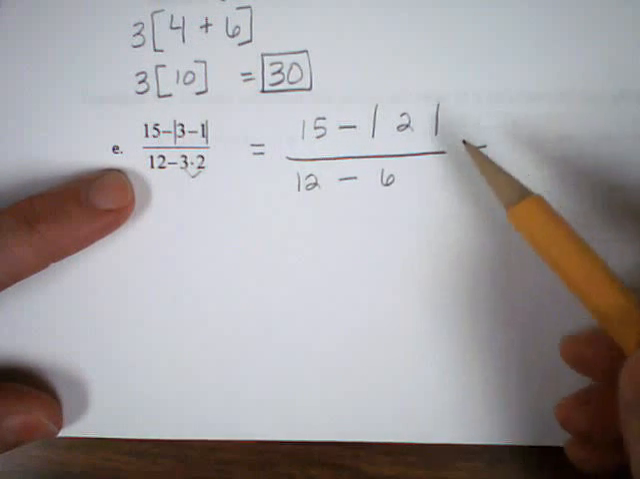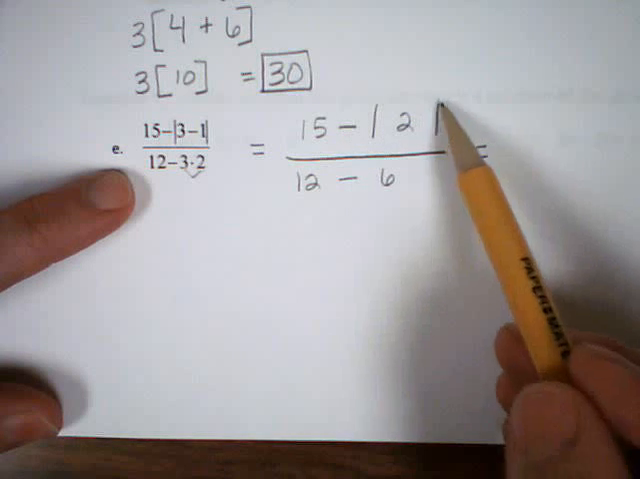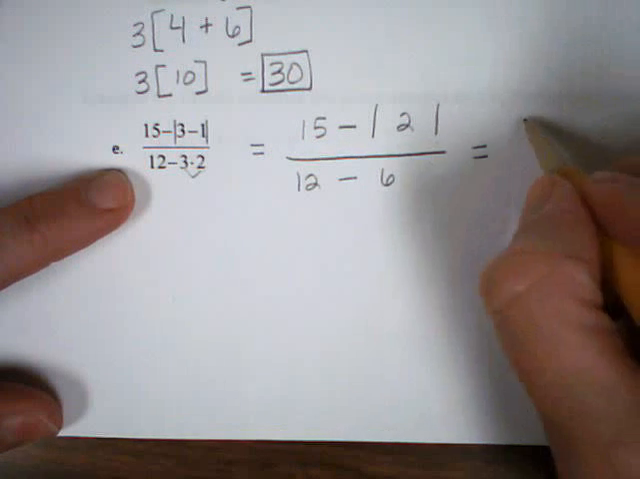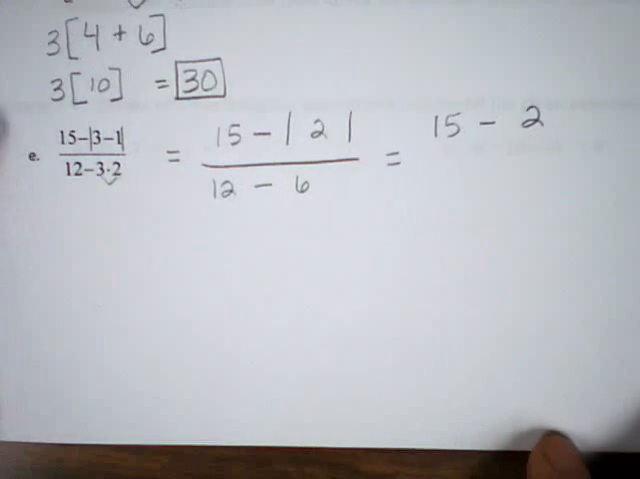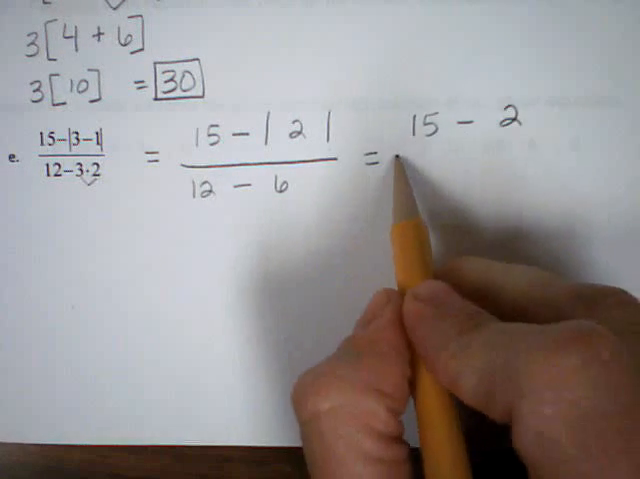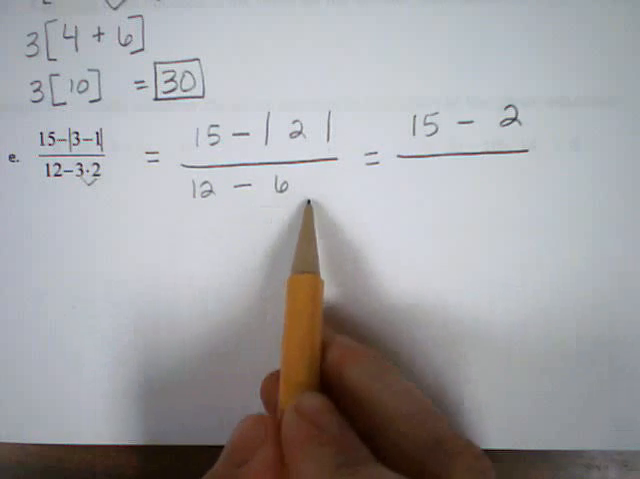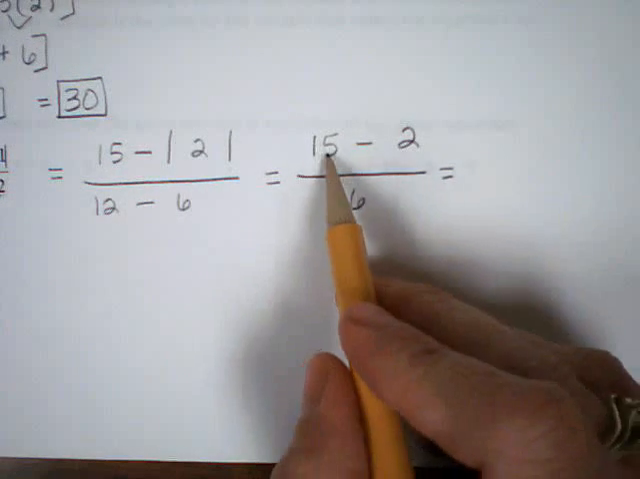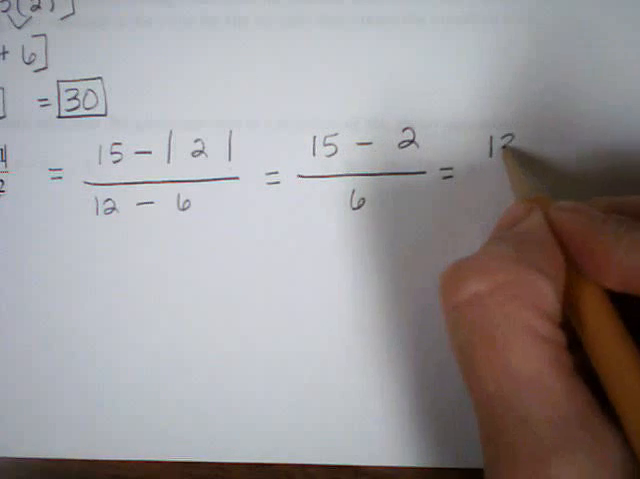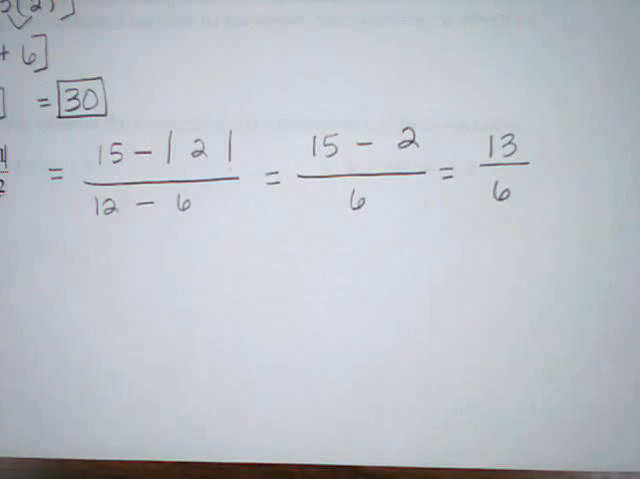Go back to the numerator. 15 minus the absolute value of 2. Well, the absolute value of 2 is just 2, so we could drop the absolute value bars. In the denominator, 12 minus 6 is 6. Go back to your numerator. 15 minus 2 is 13, and then over 6.